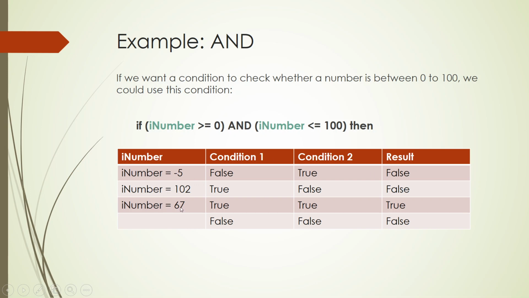In my third example, a value of 67: is 67 greater than or equal to 0? It evaluates to true. And is 67 less than or equal to 100? It evaluates to true. True and true, my end result is true. In an example where both conditions are false, false and false, my end result will be false.